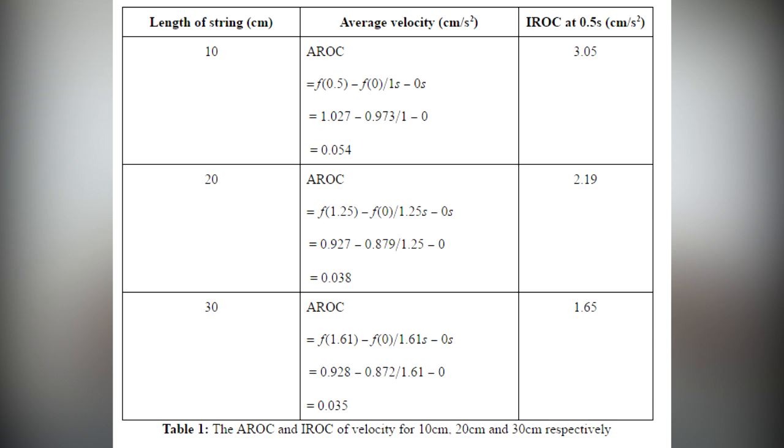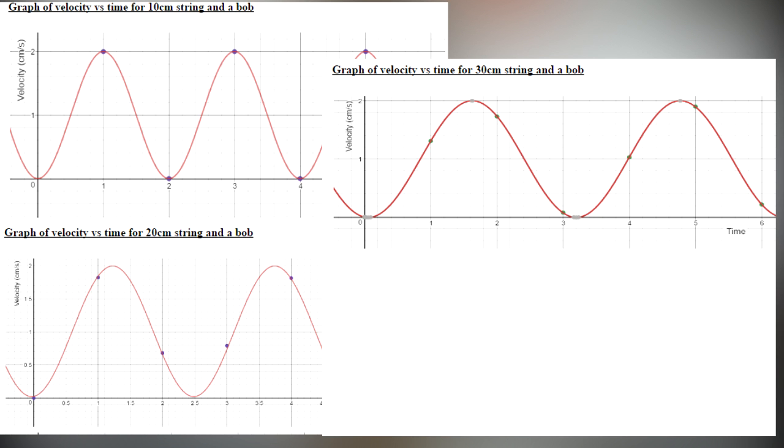Furthermore, we realize that the steepness of the graph varies with the different lengths of string used. The shorter the length of the string, the steeper the graph will be. This is because the time taken to complete one oscillation will be faster for a shorter string than a longer string. For instance, the graph of the 10 cm string is the steepest and the graph of the 30 cm string is the least steep among the three different lengths.